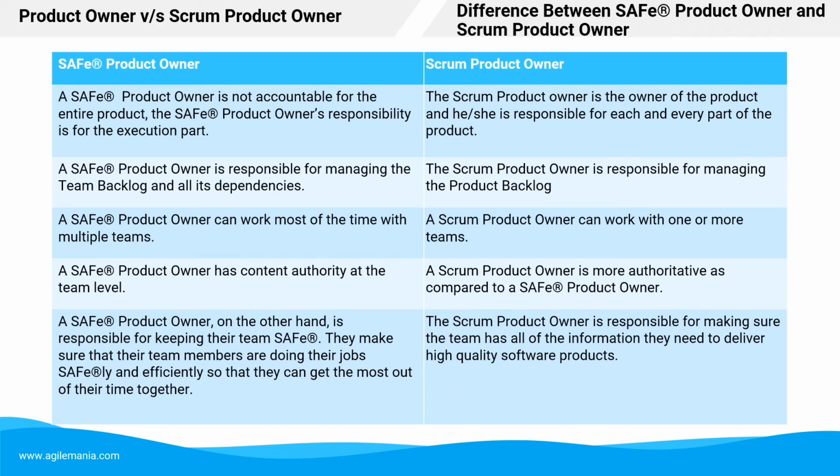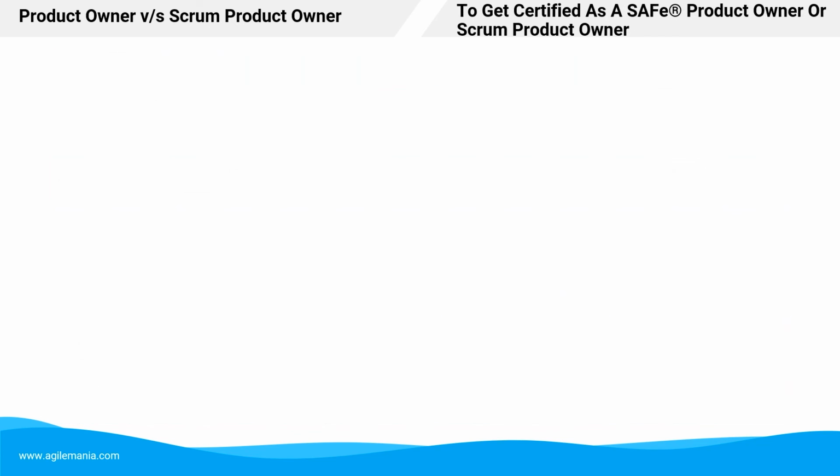A SAFe Product Owner, on the other hand, is responsible for keeping their team safe. They make sure that their team members are doing their jobs safely and efficiently so that they can get the most out of their time together. The Scrum Product Owner is responsible for making sure the team has all of the information they need to deliver high-quality software products. Do you want to get certified as a SAFe Product Owner or a Scrum Product Owner?